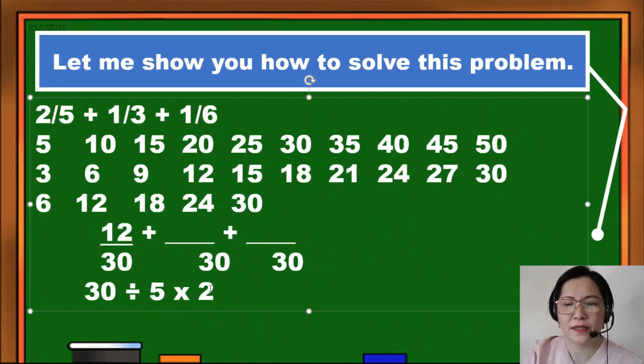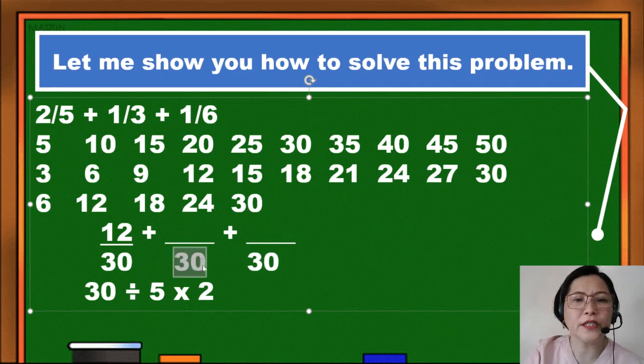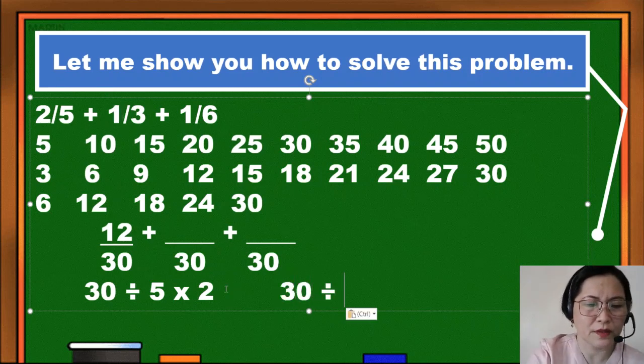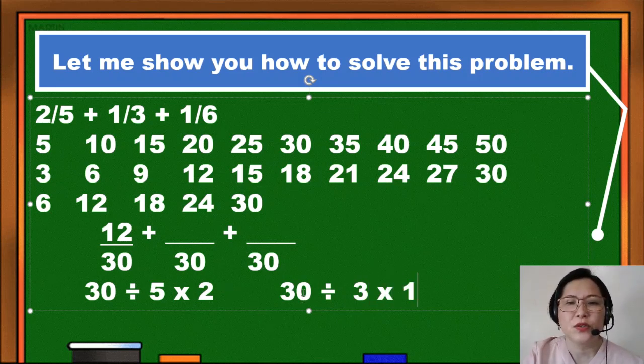Next, 30 divided by 3 times 1. So 30 divided by 3 is 10, times 1 is 10.